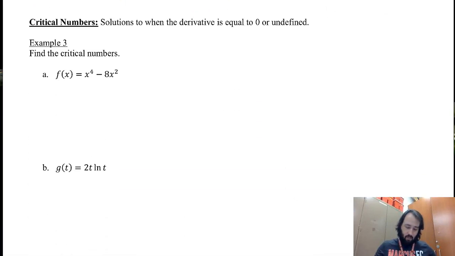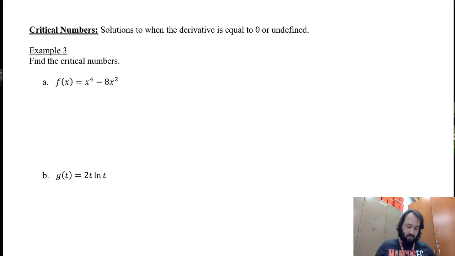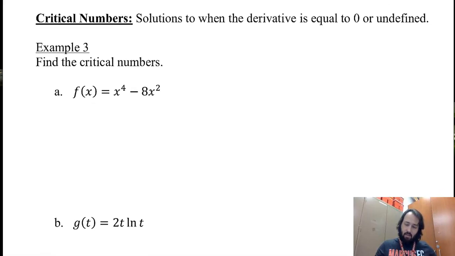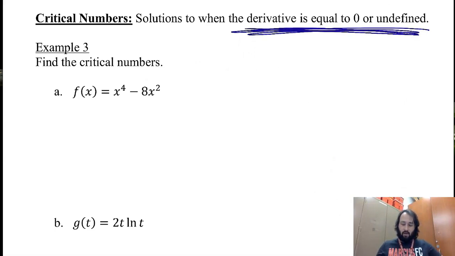Okay. So next thing we're going to get into, and last thing for this video actually, is something called critical numbers. These are going to be really, really important as we move forward. They are solutions when the derivative is equal to 0 or it is undefined. So that's really all that we're going to be looking for. So we're looking for horizontal and vertical tangents, right? Vertical tangent is when my derivative is undefined because I have an up and down line.